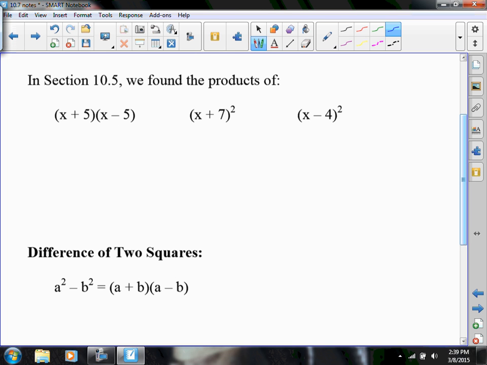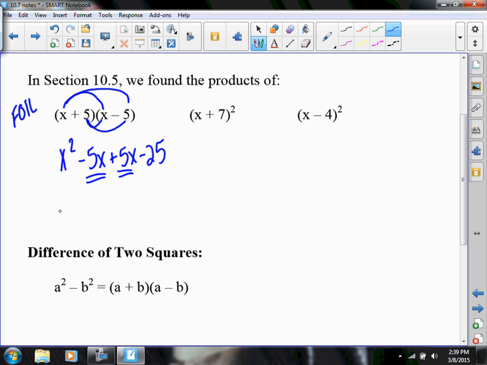Now, when we looked at these in section 10.5, we found their products. So this is where we did our foiling, or our double distribution. So we took the x times x, and we got x squared. The x times the negative 5 was minus 5x. And then the 5 times the x was the plus 5x. And the 5 times the negative 5 was minus 25. And then we said that these middle terms, if we combined them, since they were like terms, they would cancel. So we got x squared minus 25. Okay, and that is our difference of two squares.